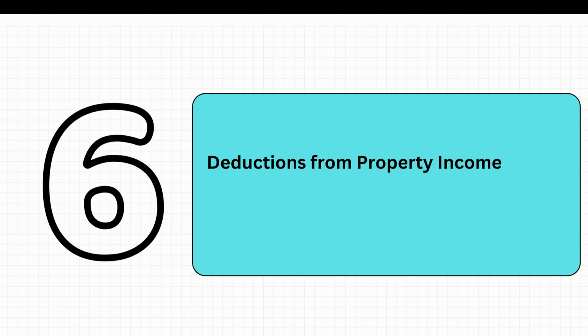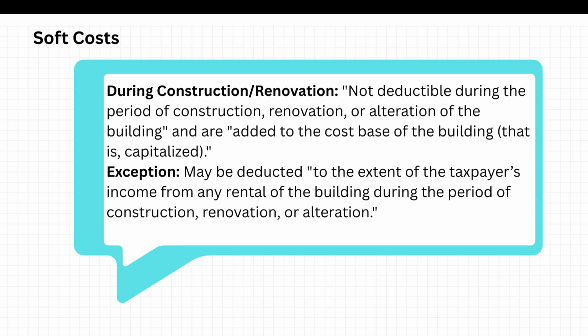Finally, let's talk about deductions. Vacant land. You can deduct interest and property taxes only up to the amount of income the land generates. Any excess gets added to the cost base of the land. Soft costs during construction, interest, property taxes, insurance. These are usually capitalized while the building is being constructed. You can only deduct them once the property is substantially complete.